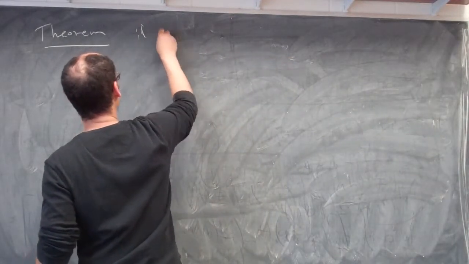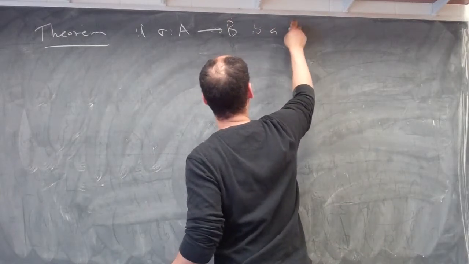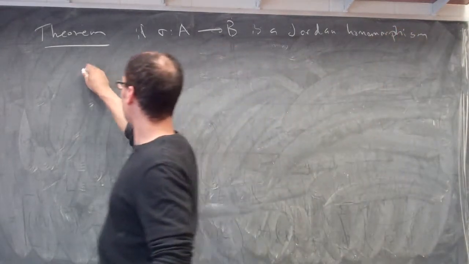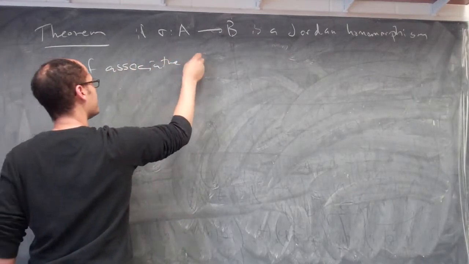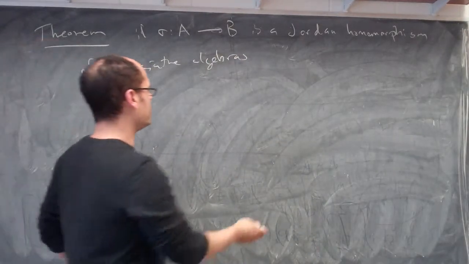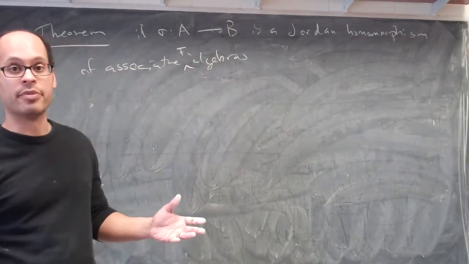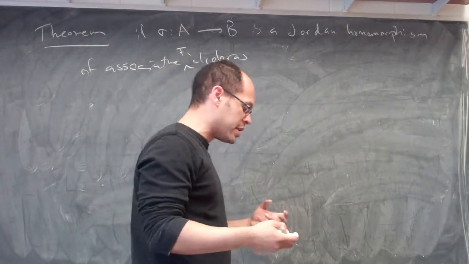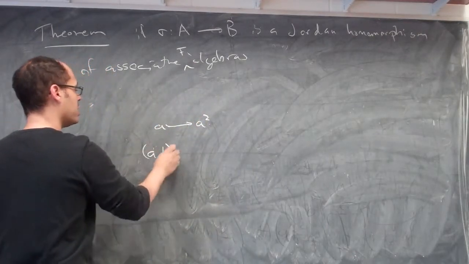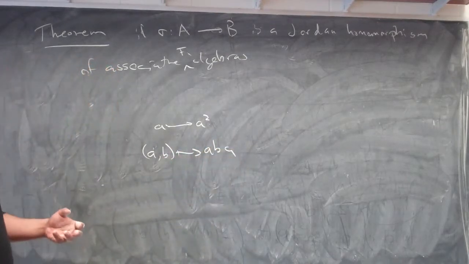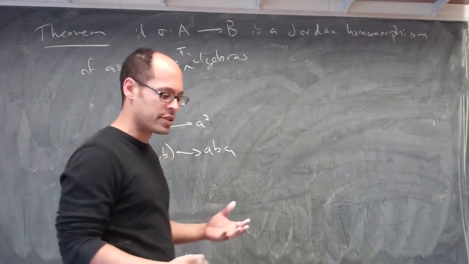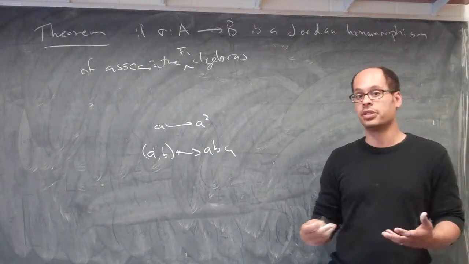So if sigma from A to B is a Jordan homomorphism of associative algebras, that is to say, A and B are associative algebras. Sigma is a linear map, let's say these are F-algebras, so these are algebras over some field F. And it's an F-linear map that has the property that it preserves these two operations, this unary operation A goes to A squared, and this binary operation AB goes to ABA. So a map that has the property that it preserves these two things is what's called a Jordan homomorphism. It's a homomorphism of the algebras, but thought of as special Jordan algebras instead of as associative algebras.